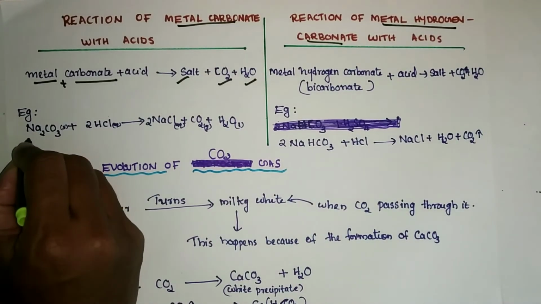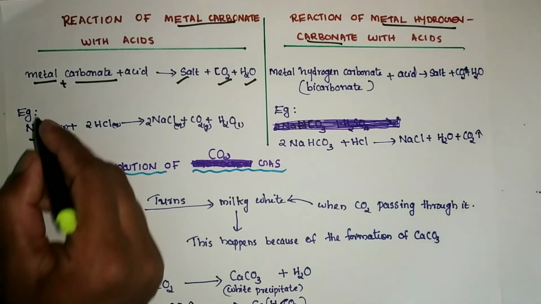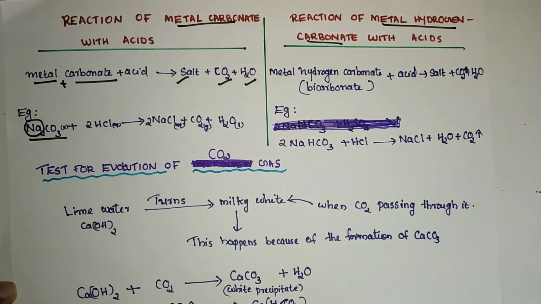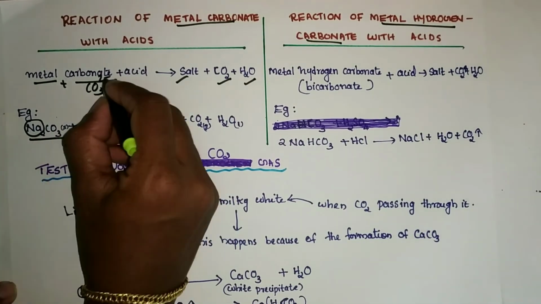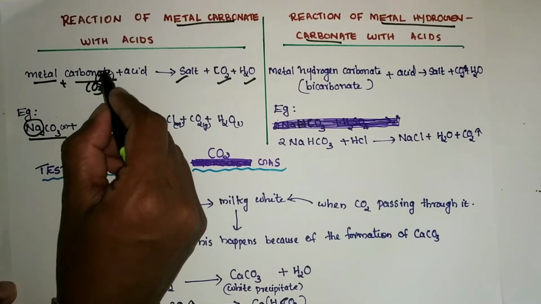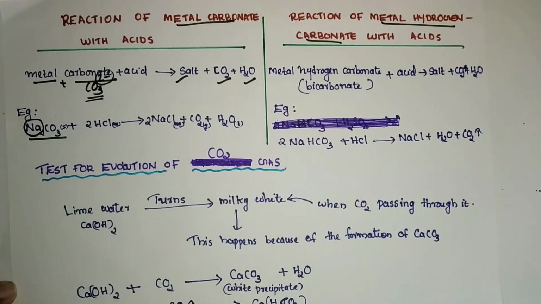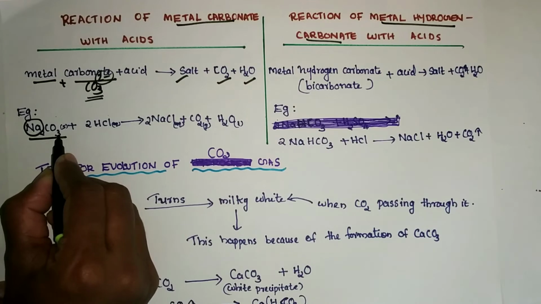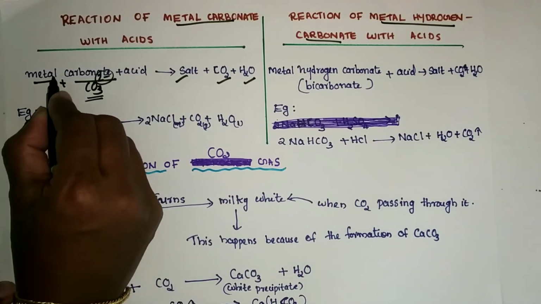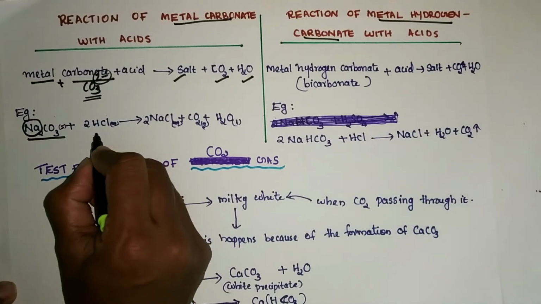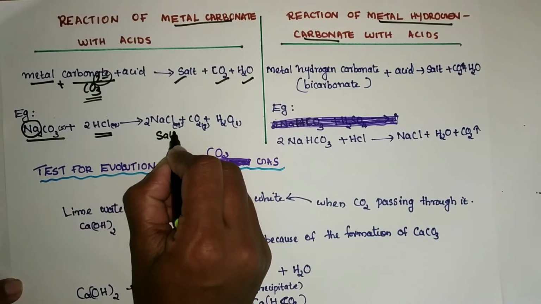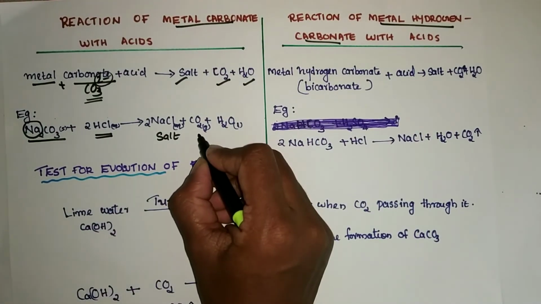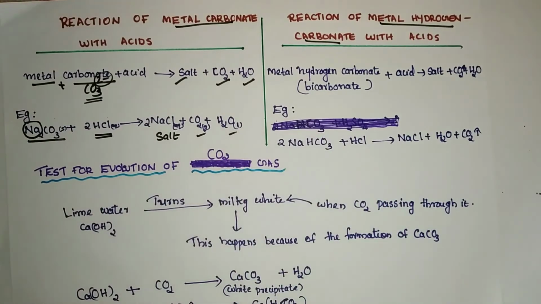For example, Na2CO3, sodium carbonate. Na, that is sodium, is a metal. CO3 represents carbonate, CO3 2 minus. When sodium attaches with the carbonate, we call it sodium carbonate, a metal carbonate. When it reacts with an acid, HCl, hydrochloric acid, it forms NaCl. We all know that NaCl is common salt. It produces carbon dioxide gas, and also it produces water, H2O.